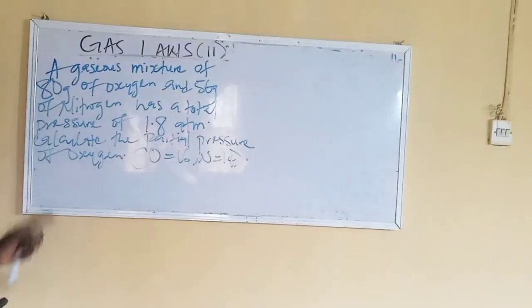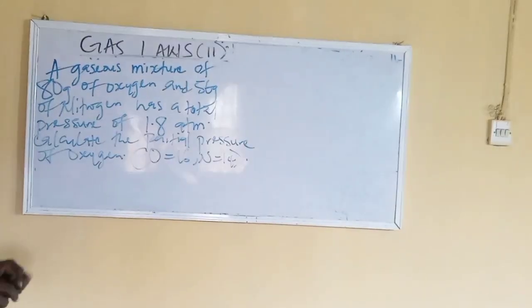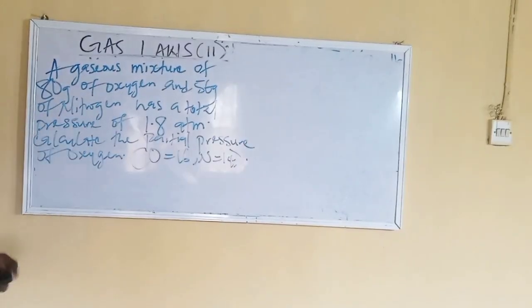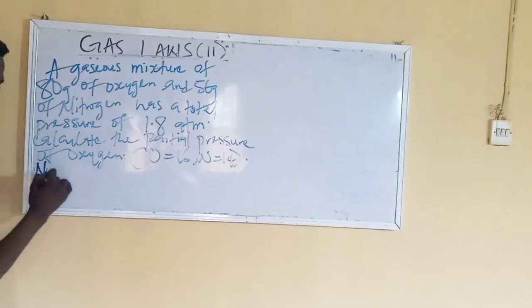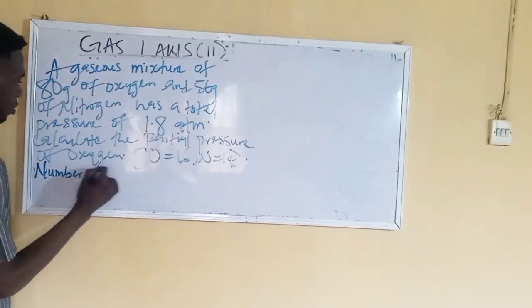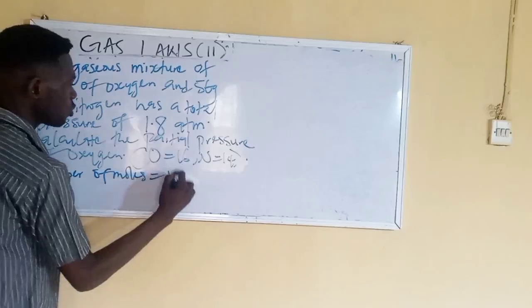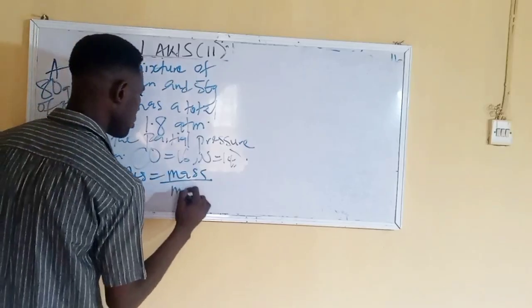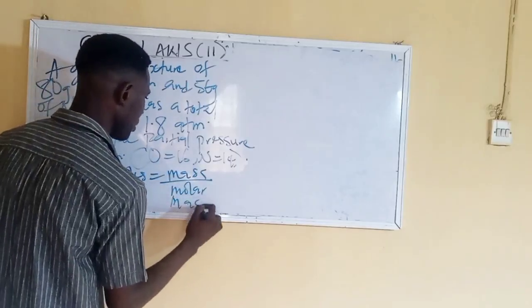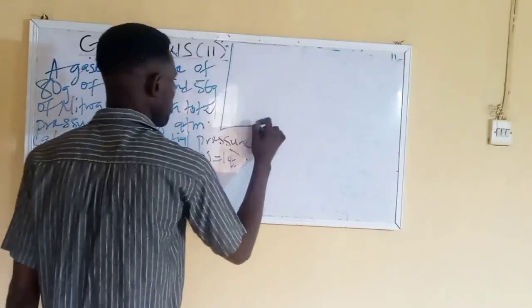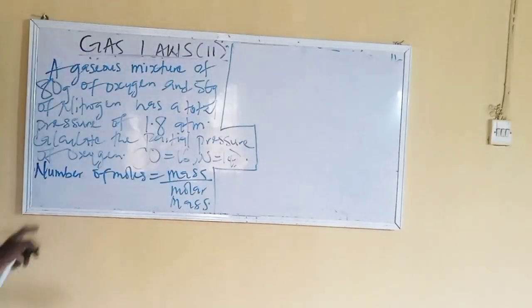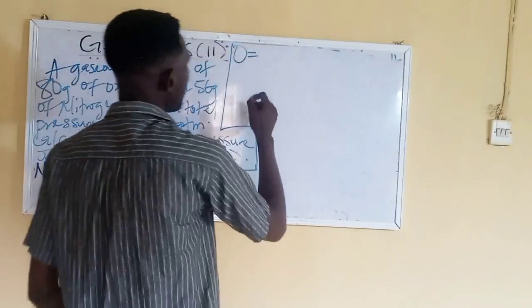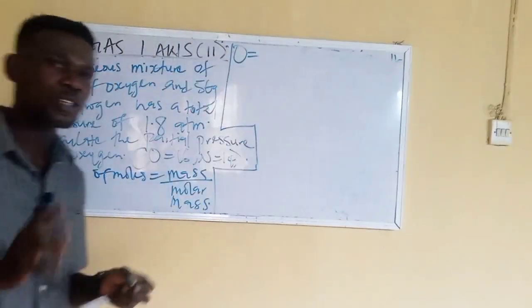Now, if you are to carry out this calculation, the first thing we should do here is convert our masses to number of moles. Remember the formula for number of moles: it is equal to mass over molar mass. With this stated, let us first of all find the number of moles of the two gases. So for oxygen, oxygen gas is represented as O2.